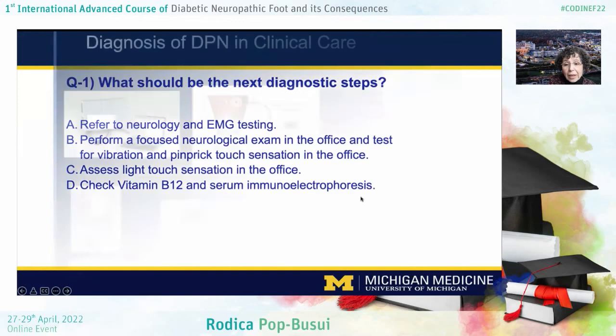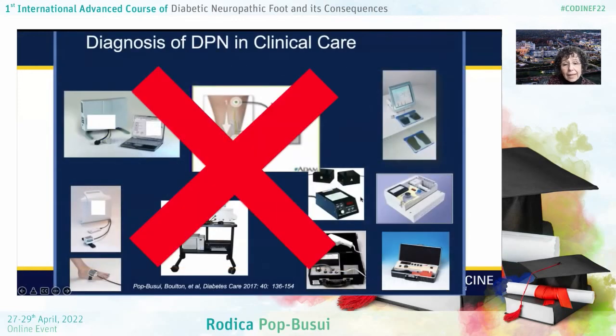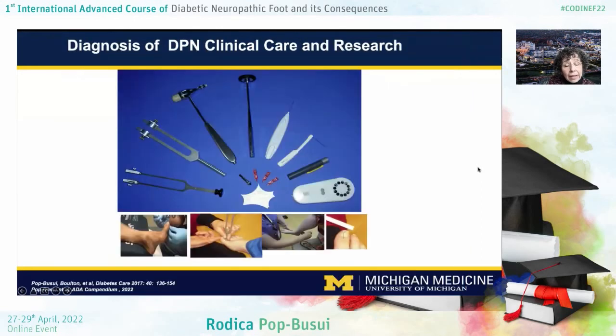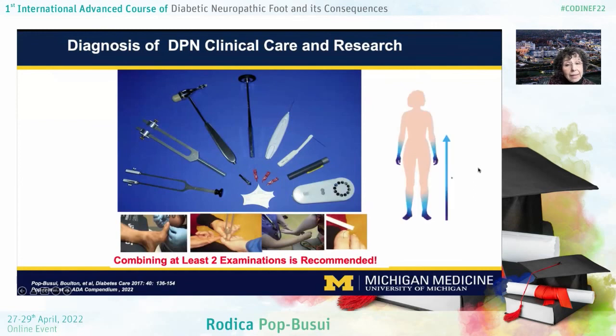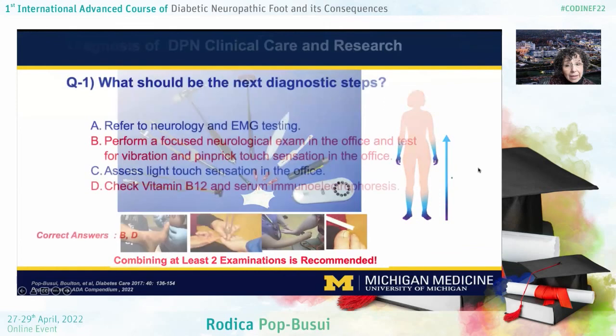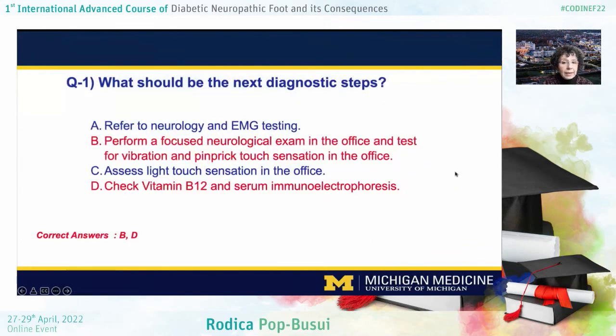And because we cannot have the answers, I guess I will just highlight some of the key messages that we discussed: that in reality one can assess neuropathy in the office. And initially, before referring for expensive testing that may not be needed, focusing on the neurological exam in the office and also checking B12 and serum immunoelectrophoresis would be very important initial diagnostic steps.